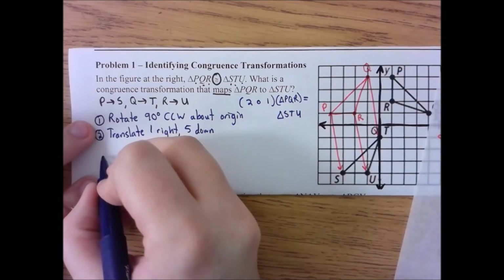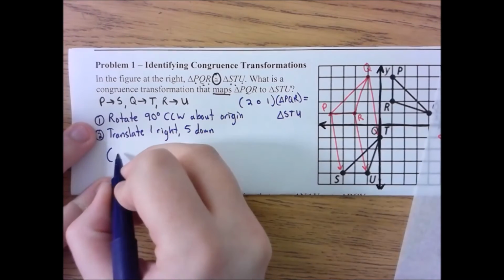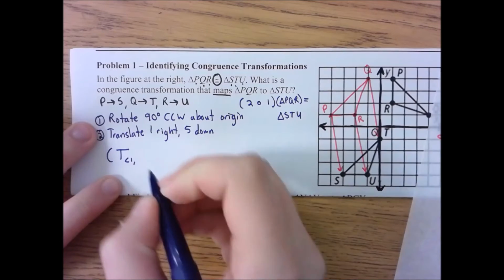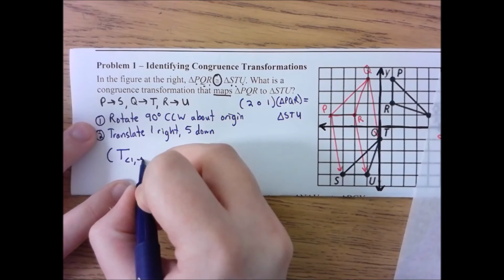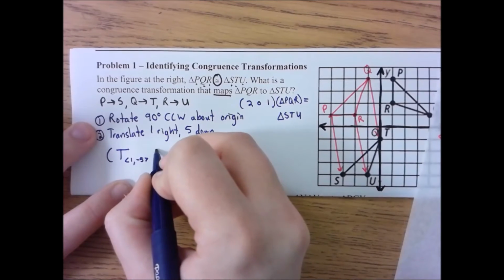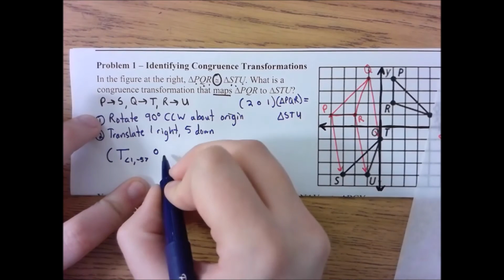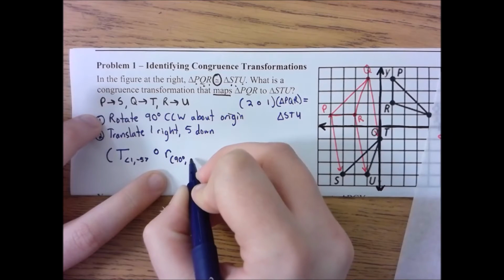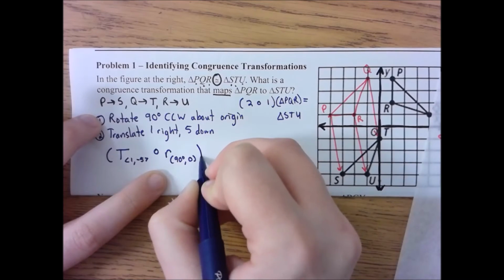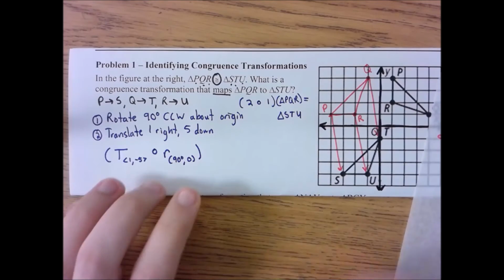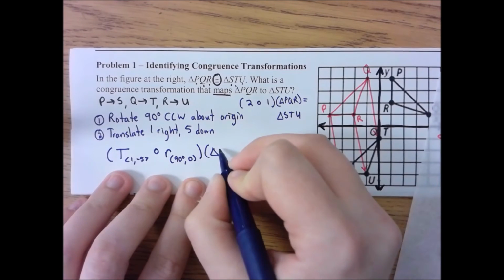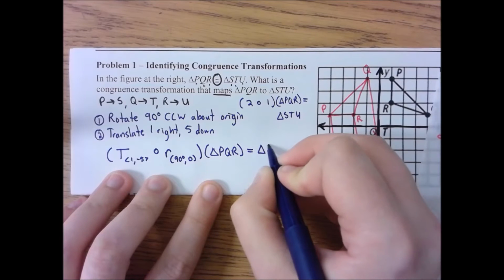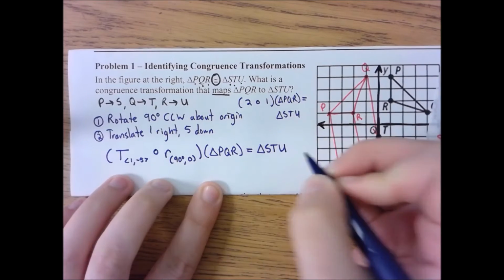So again, we're going to write the second one first. So we're going to translate. 1 right would be +1. 5 down would be -5. After we rotate 90° counterclockwise about the origin. Now we did those transformations with triangle PQR to get triangle STU.